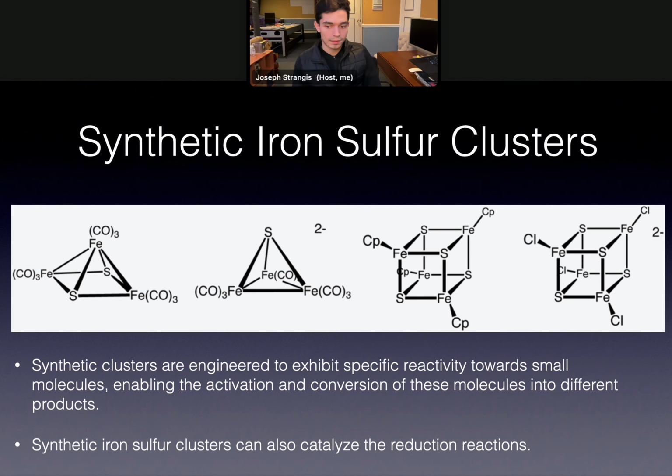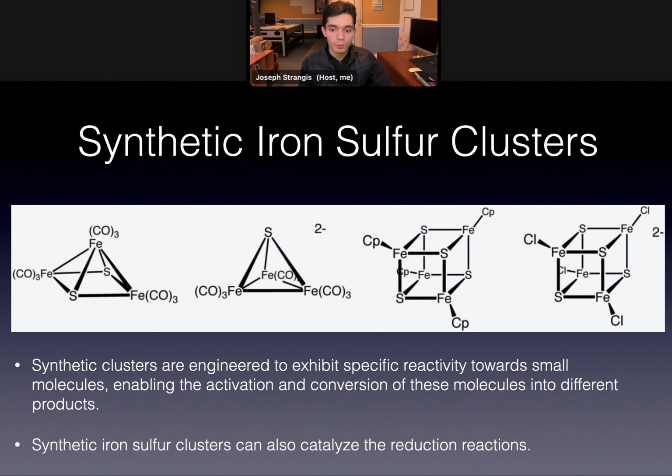So it is a very popular research topic to synthesize clusters around a specific design. These structures are engineered for specific reactivity towards smaller molecules, which enables the activation and conversion of these molecules into different products. So synthetic iron clusters can catalyze reduction reactions in all different forms.